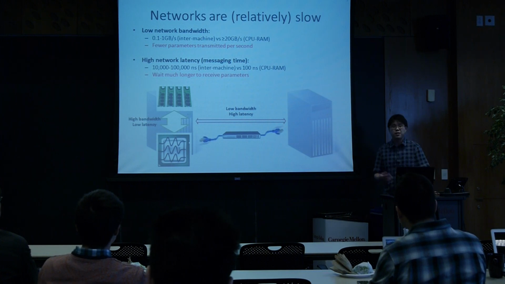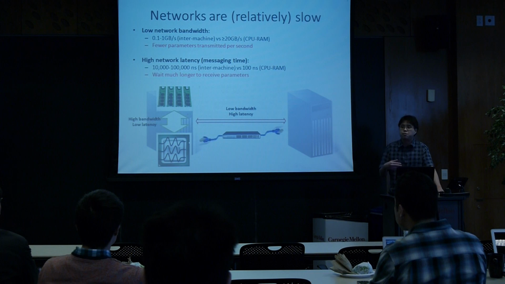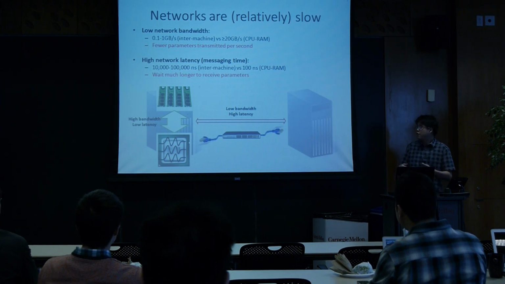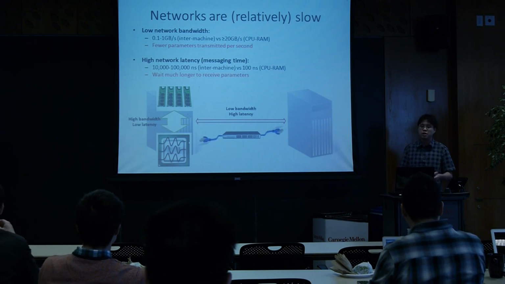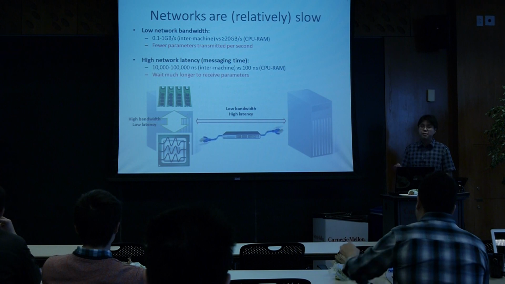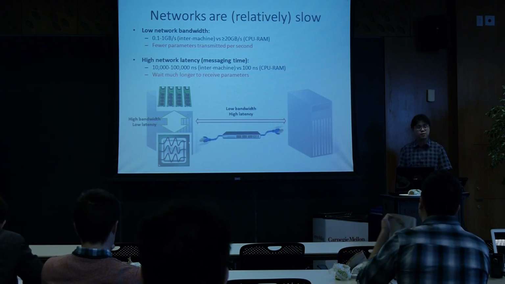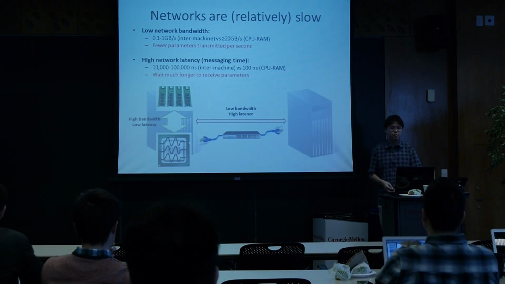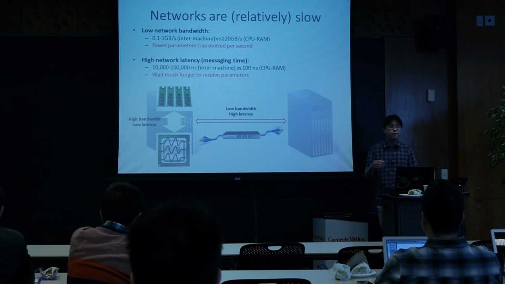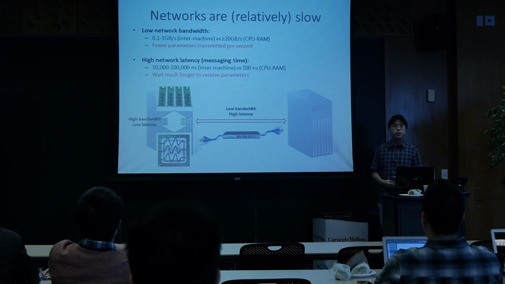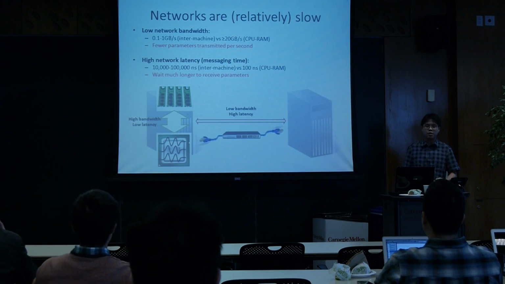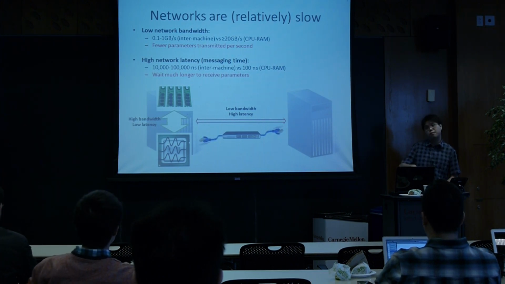So, networks are slow relative to the CPU memory interface. If you think about how much bandwidth is present in the average network on an academic cluster, it's somewhere between 0.1 to 1 gigabytes per second between any two machines. The CPU RAM interface on a single machine is in excess of 20 gigabytes per second, so we're talking about 1 to 2 orders of magnitude more bandwidth here. What does that mean when you're communicating parameters over a network? You can only transmit so many parameters per second, much fewer than you can on a single machine between the RAM and the CPU.